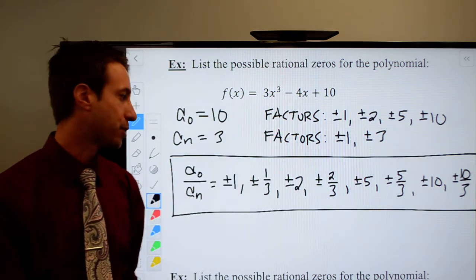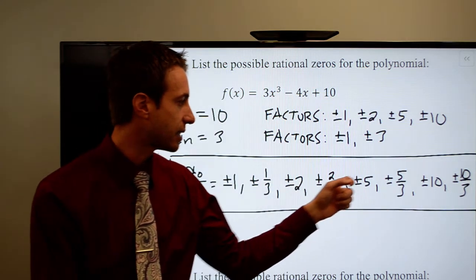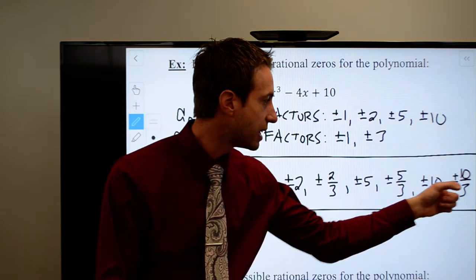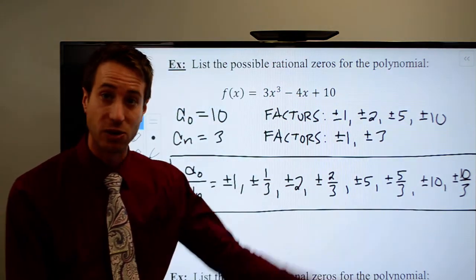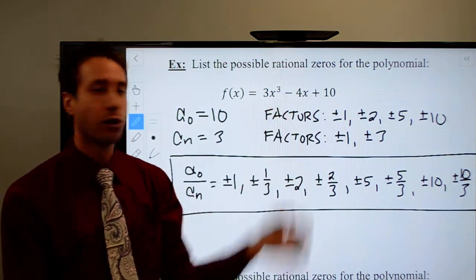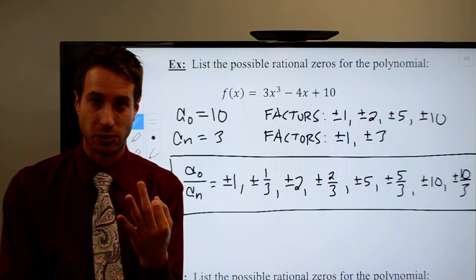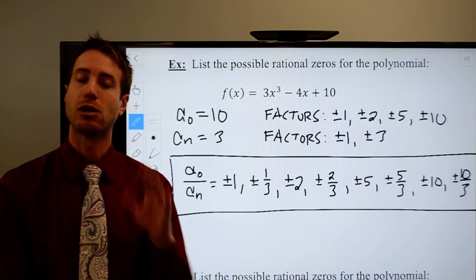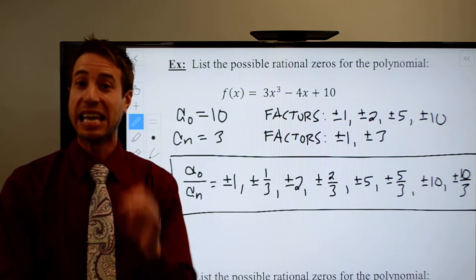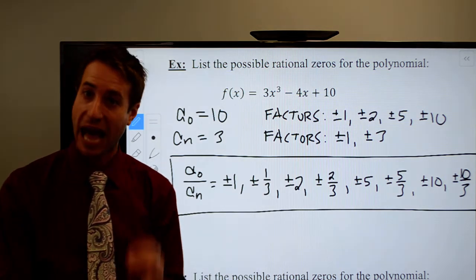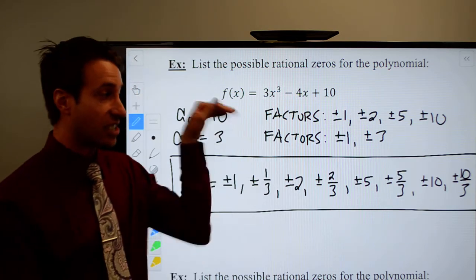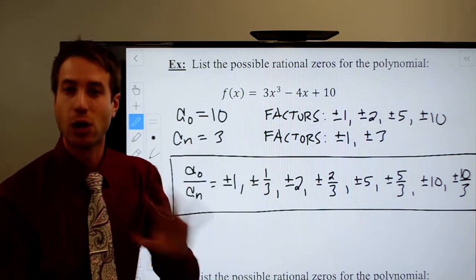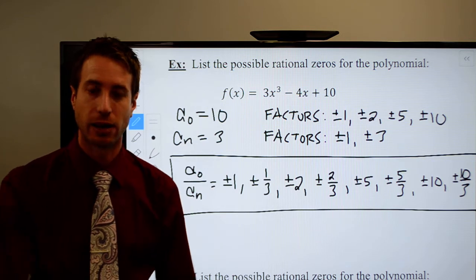Now look at how many options I've got. 2, 4, 6, 8, 10, 12, 14. I've got 16 numbers in this list. But the polynomial only has 3 rational zeros, right? So not all of them are actually going to be zeros. The point is this: if the polynomial has a rational zero, it's somewhere in this list. We'll worry about finding it later. Let's do another one.